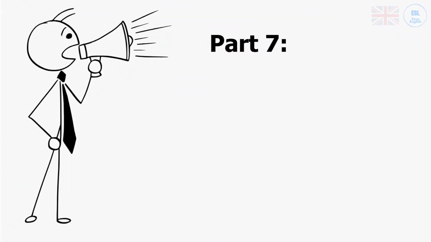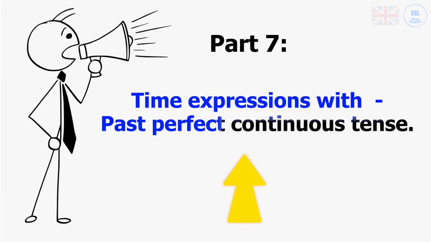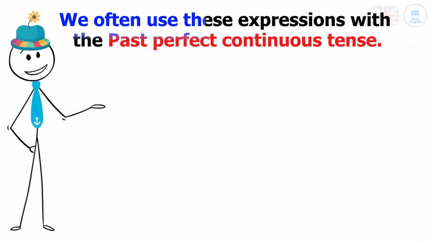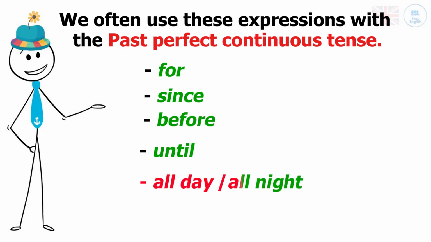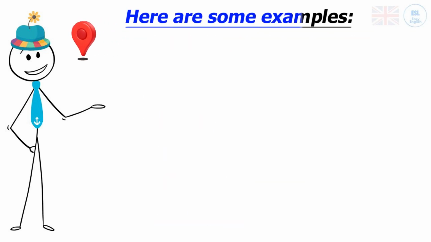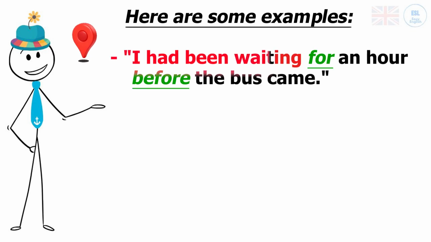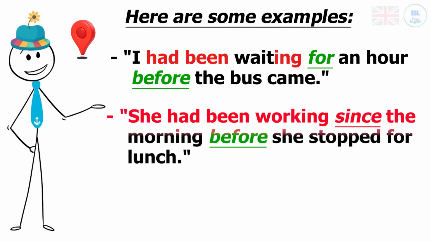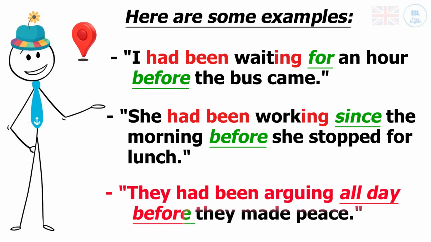Part 7. Time expressions with past perfect continuous tense. We often use these expressions with the past perfect continuous tense: for, since, before, until, all day, all night, how long. Here are some examples. I had been waiting for an hour before the bus came. She had been working since the morning before she stopped for lunch. They had been arguing all day before they made peace.